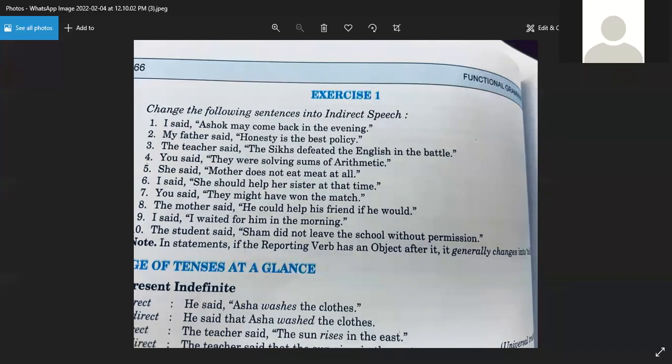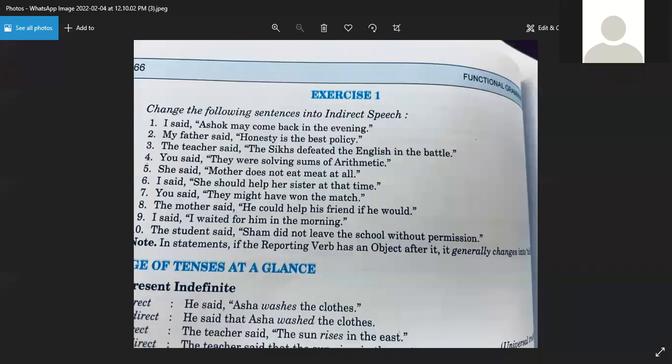Right. Next is: I said, I waited for him in the morning. I said that I had waited for him in the morning. I had waited. Simple past tense will change into past perfect. I had waited for him in the morning. Next, the student said, Shyam did not leave the school without permission. The student said Shyam had not left the school without permission.